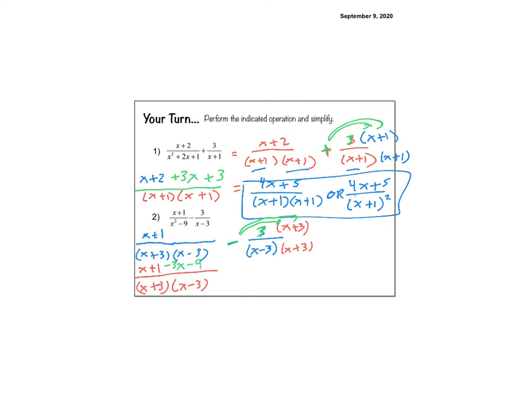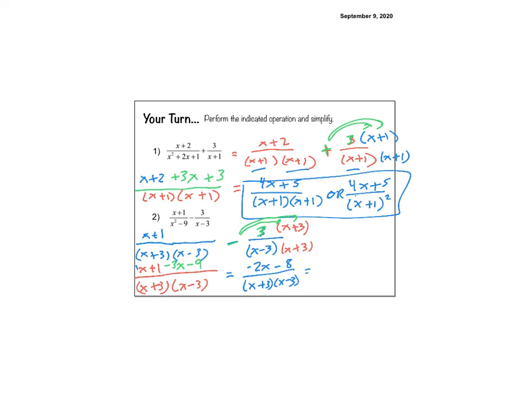I'm going to go ahead and combine my like terms up there in the numerator. A 1x minus a 3x gives me a negative 2x. 1 minus 9 gives us a minus 8. All over the common denominator of x plus 3, x minus 3.